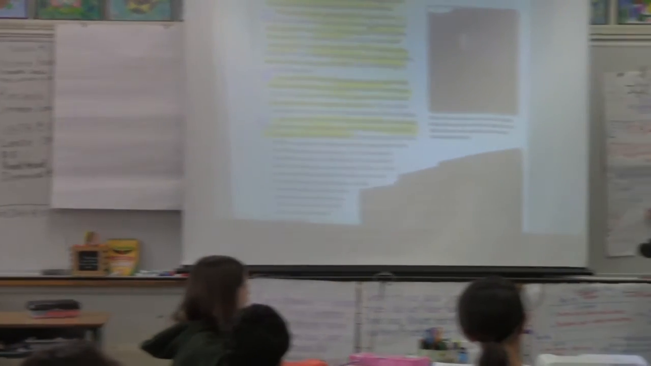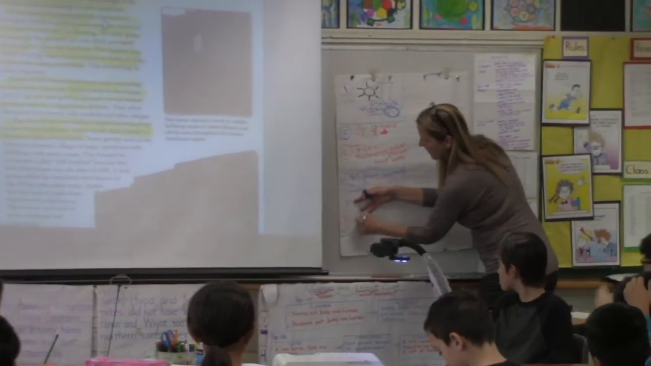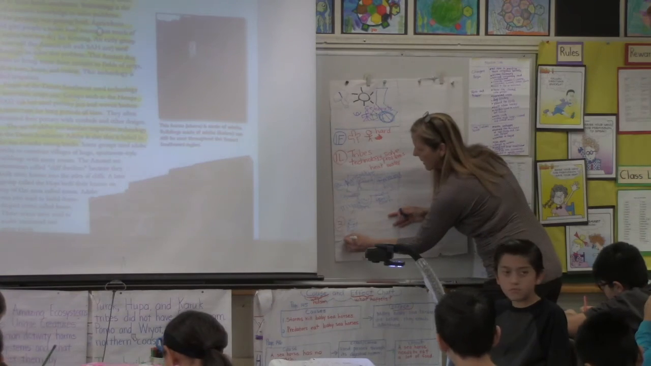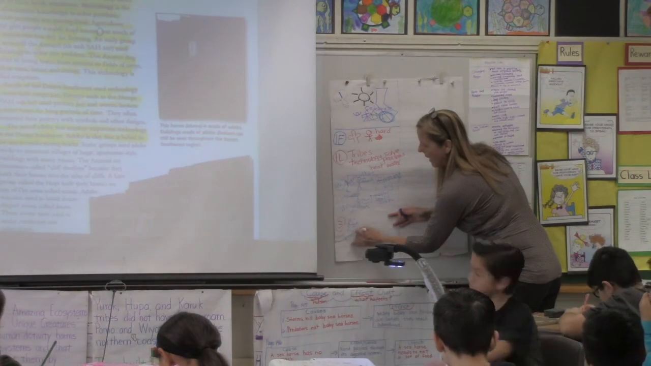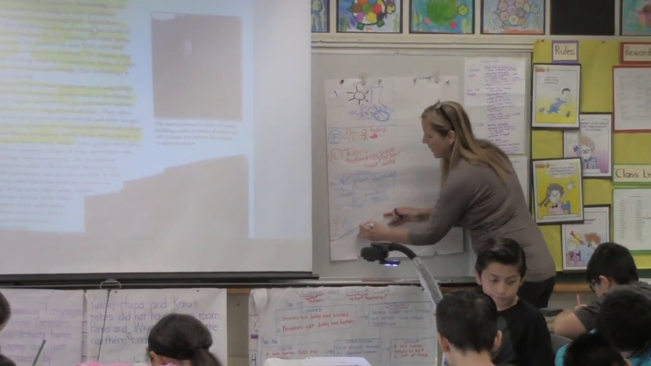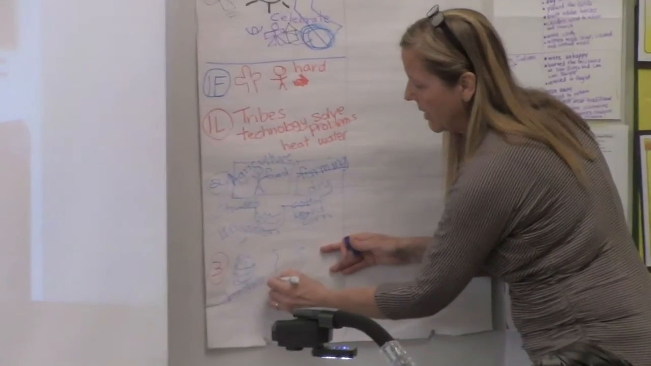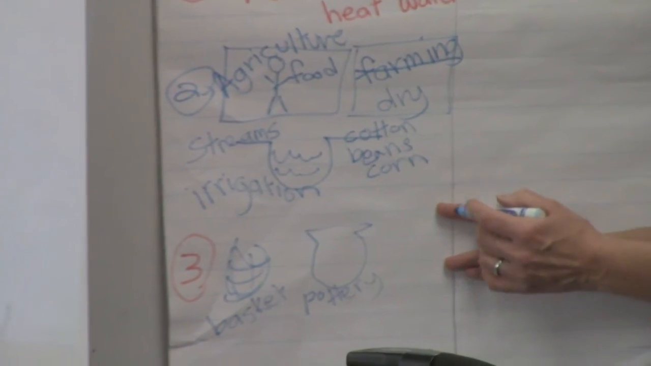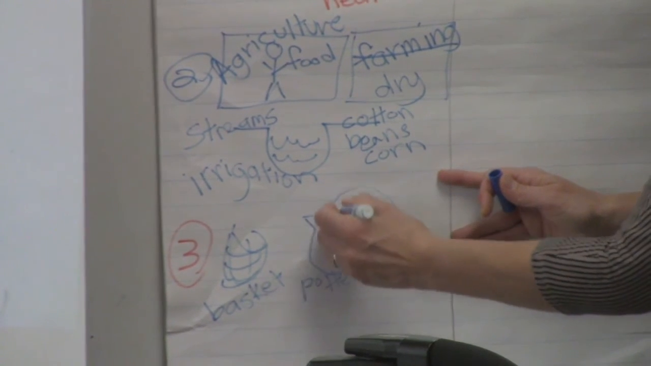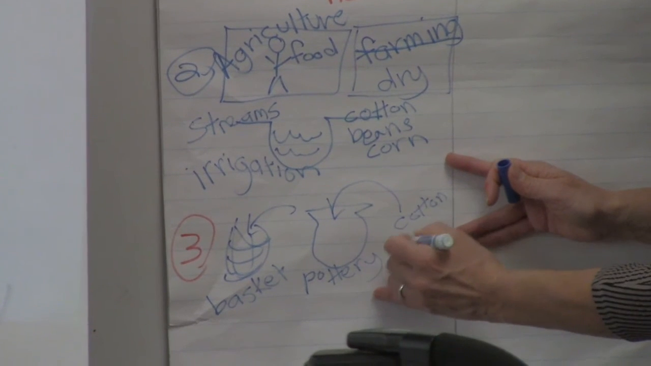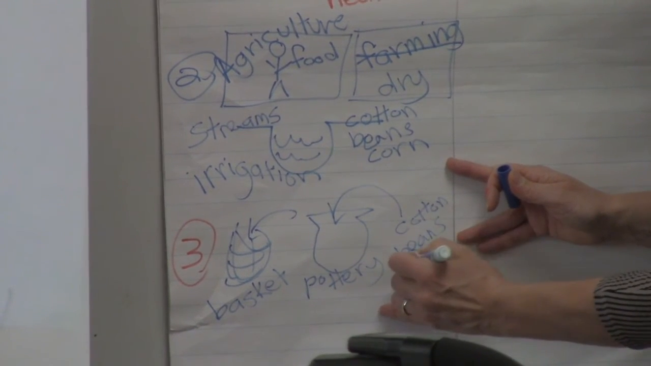Baskets and pots. Okay, I'm going to draw some baskets. That's a basket. Don't be jealous of my artwork. All right, basket. And what else do I need to have here for number 3? Like a pot, okay. Pottery. And what's inside of them? Food. What kind of food? Okay. Cotton, beans, corn. Right.